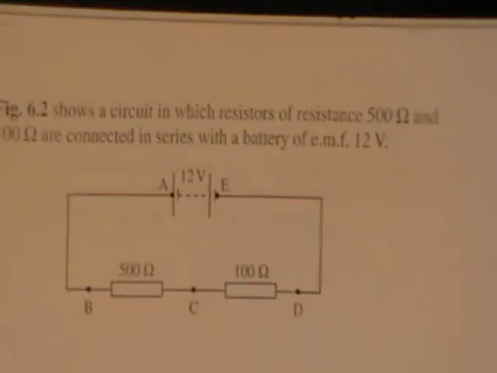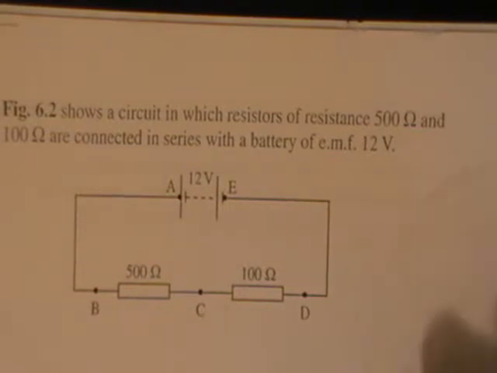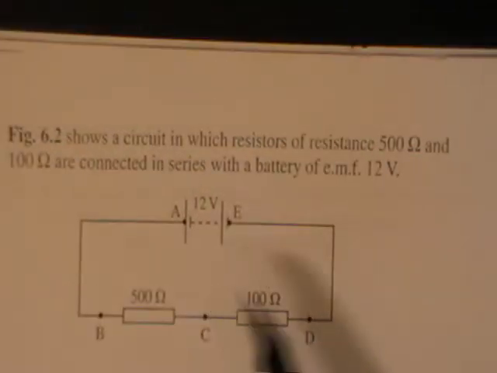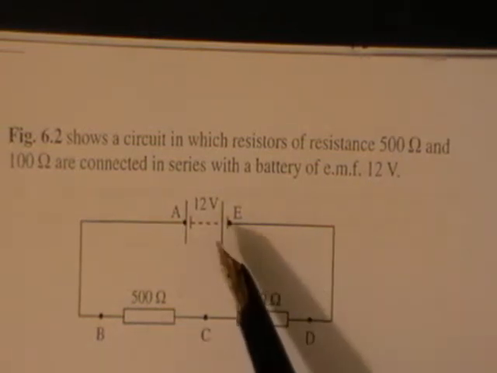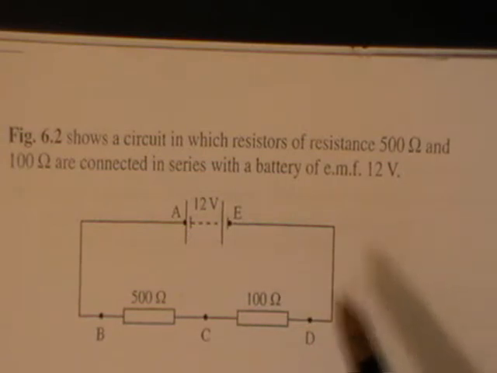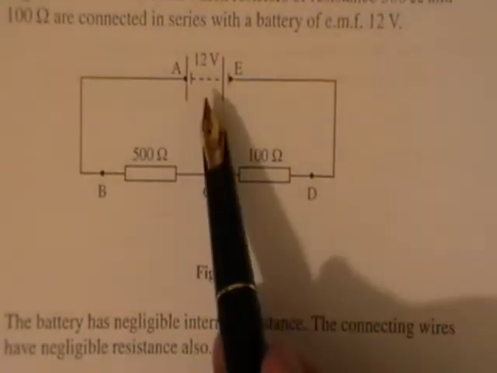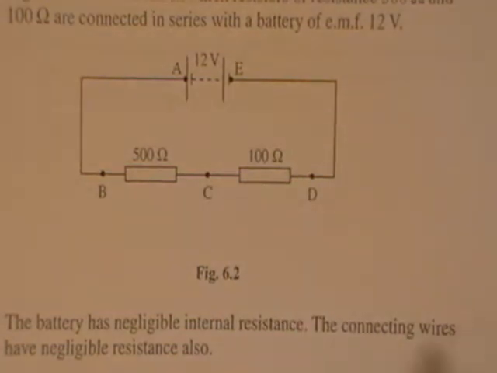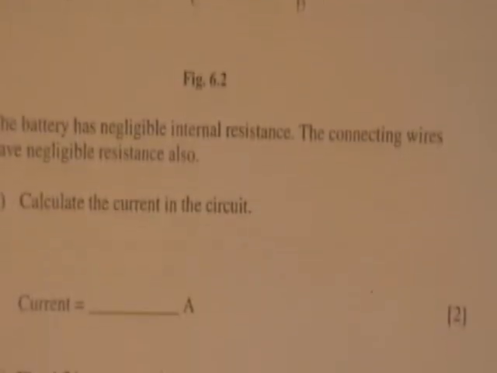We then have a fairly simple calculation involving resistors in series. Figure 6.2 shows a circuit in which resistors of resistance 500 and 100 ohms are connected in series to a battery of EMF 12 volts. The battery has negligible internal resistance, so we don't have to worry about that. The connecting wires have negligible resistance also. And we're asked to calculate the current in the circuit.